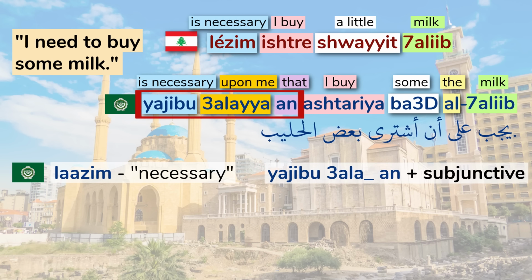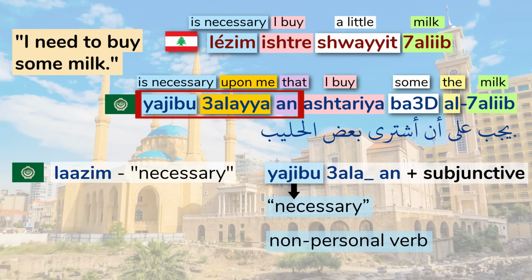يجب علي أن, plus the subjunctive form of the verb, which is slightly different from the non-past form. Like lazim, yajibu means necessary and is a non-personal verb, but the following preposition needs to have the right pronoun suffix. Here, ya means me. A preposition is not necessary with lazim.